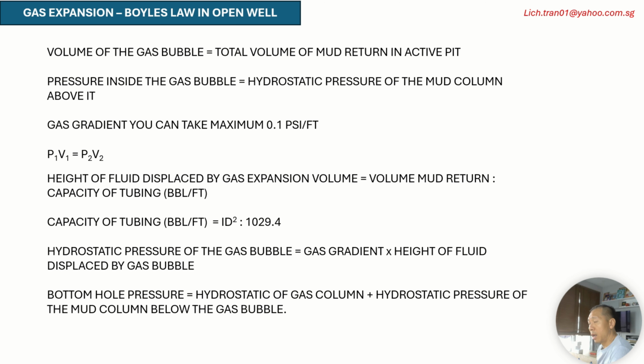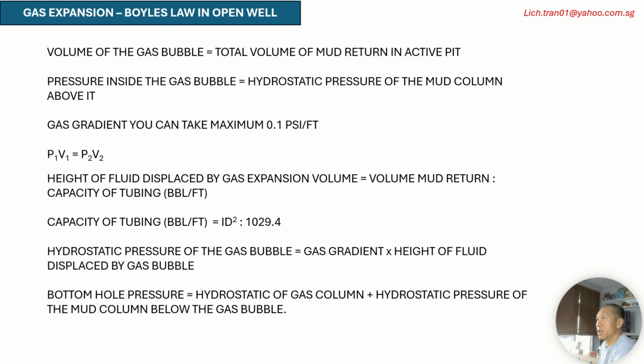Rule number 2 is the pressure inside the bubble always equals the hydrostatic pressure of the mud column above it acting against it. And the next rule is the gas gradient you can take as maximum 0.1 psi per foot. And of course, you know that the Boyle's law formula is P1 V1 equals P2 V2 at any time. And in this formula, they already take away the effect of temperature.